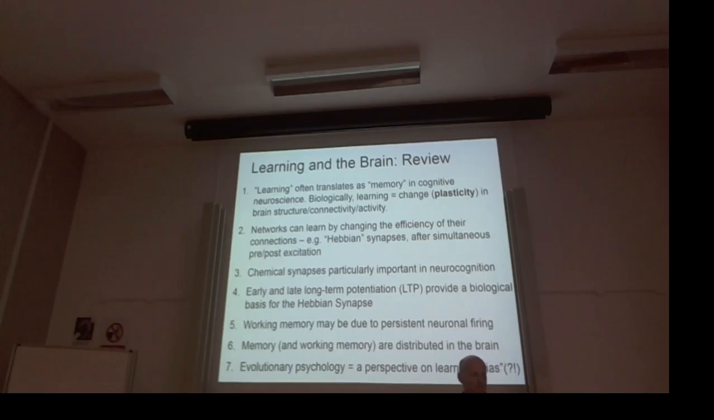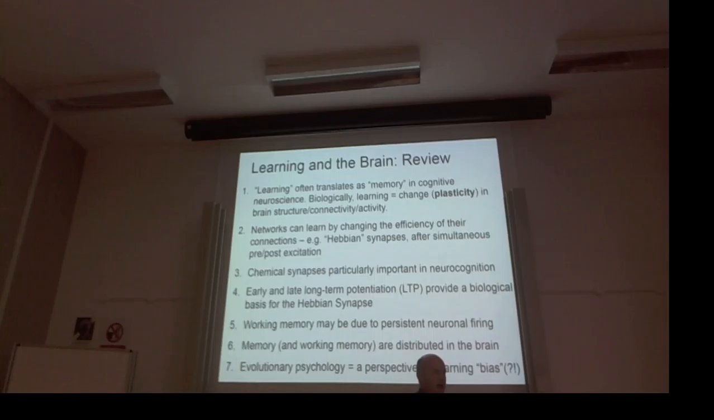We're going to be thinking about what learning is in the brain, which translates pretty much as memory when you start looking at the science. Of course, what educators think learning is not necessarily the same as that, and we have to be aware of that. There can be a language difference between the terms that are used in neuroscience and psychology compared with education, but we'll be thinking about how networks can change the efficiency of their connections.